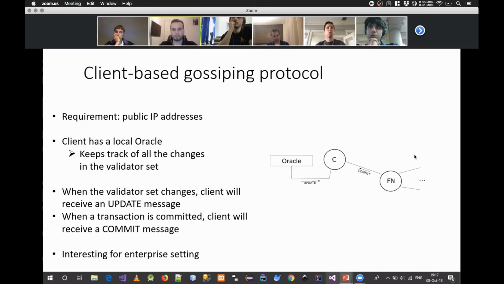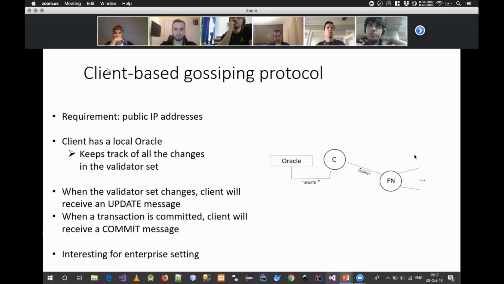How do we update the set of uncommitted transactions? Well, simply when a transaction is executed and stored in a blockchain, a client will receive the commit message. Upon receiving that commit message, a client will update its local state and remove that transaction from the set of uncommitted transactions. Okay, so this client-based solution is interesting for an enterprise setting and cannot be applied in a blockchain where there are no public IP addresses.